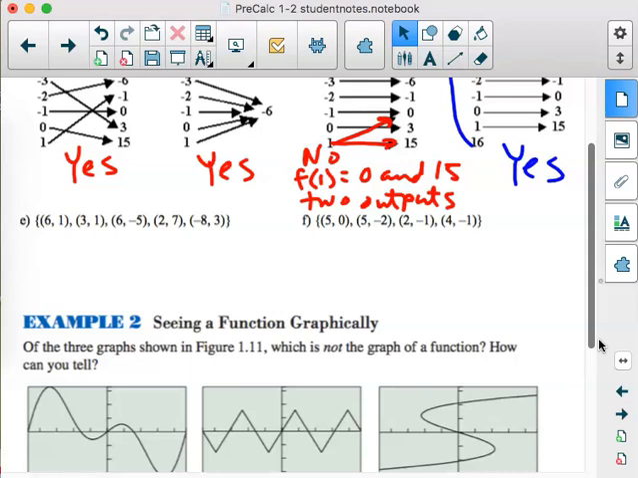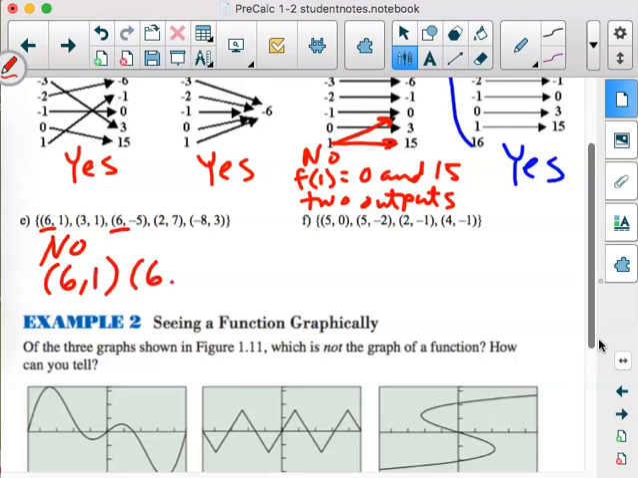Again, you can pause the video. All right, for E, hopefully you took a look at this right away and said, nope, right there. So this is a no. And to be specific, we could say there's the problem right there. 6, 1 and 6, -5. So it has 2 outputs.